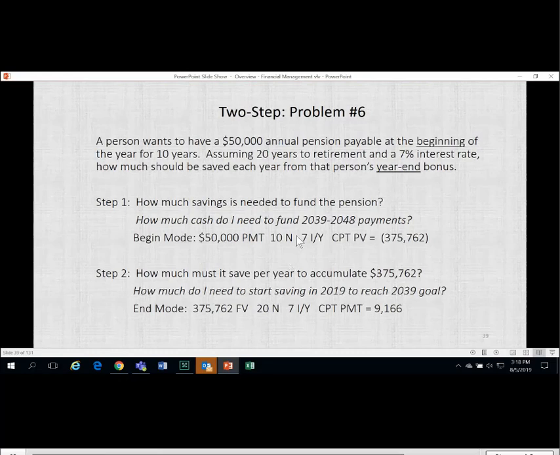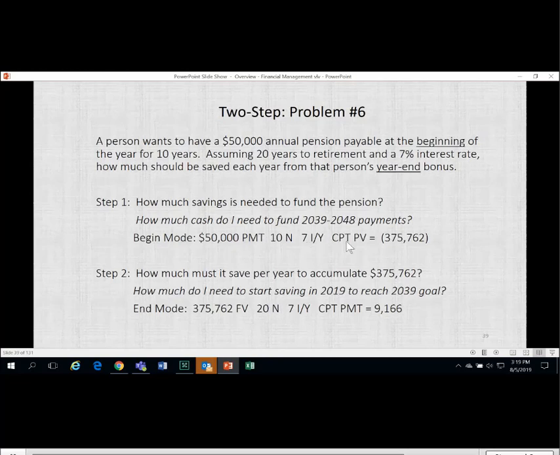Well, first of all, the pension will be payable at the beginning of the year. So we have to change our calculator to begin mode. We want to get 50,000 year after year after year. So it's a series of lumps of cash. So that's payment. How many years? 10 years. So 10 is in. I/Y is 7. Now, what are we going to compute?